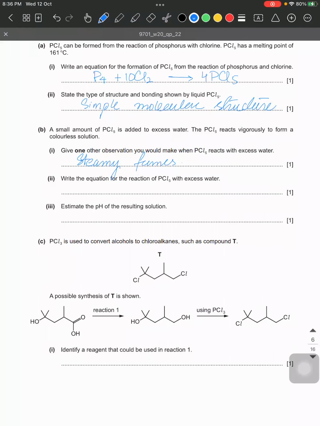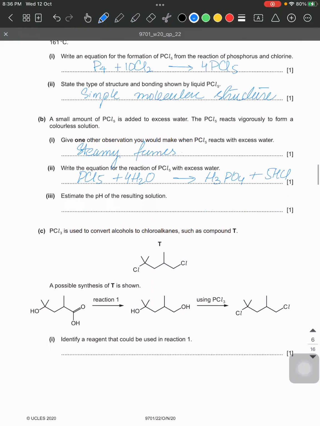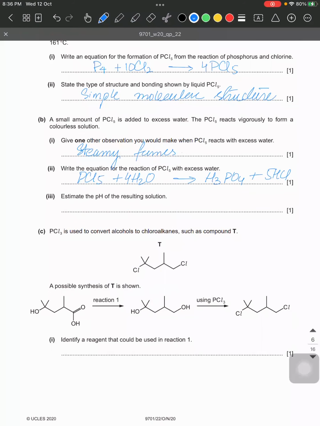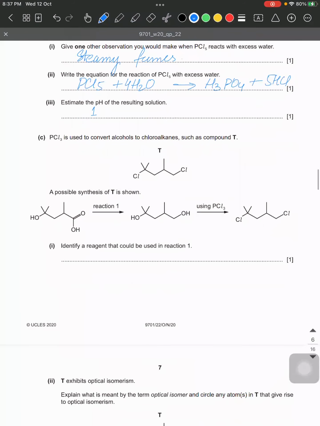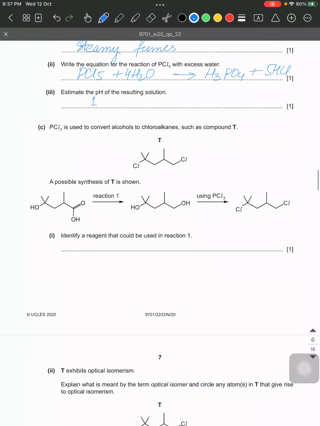Write the equation for the reaction of PCl5 with water. We know that whenever we add PCl5 into the water, we will have H3PO4 plus HCl, right? For the balancing, you can add 5 over here, you can write 4 over here. It is balanced, right? Estimate the pH of the resulting solution. Both are very, very strong acids in the products. So you can say that the pH is 1, right? It is also part of period 3, if you remember the recording of period 3. So that's very good, and it is very easy for you, right?